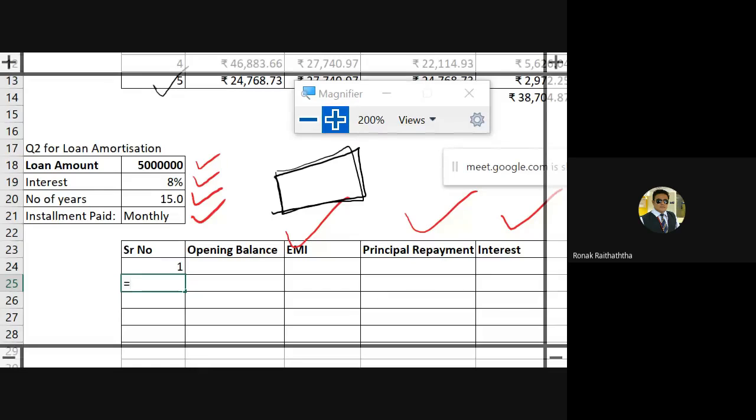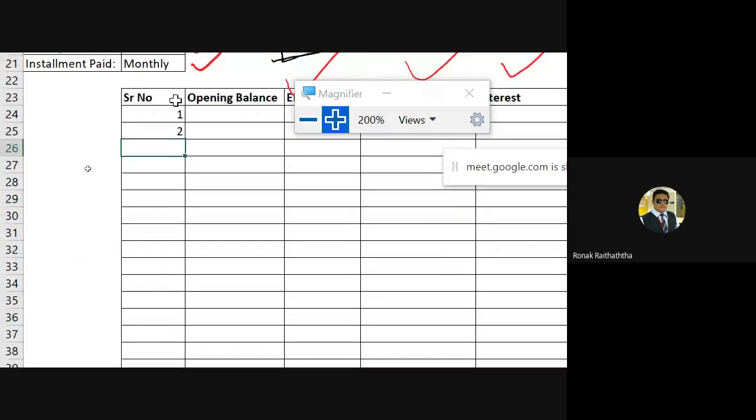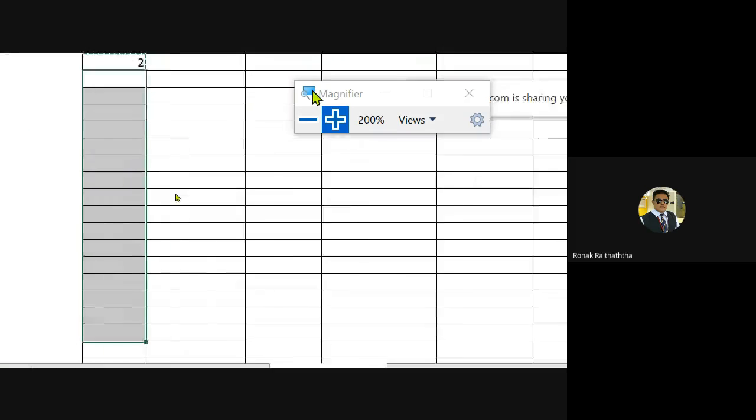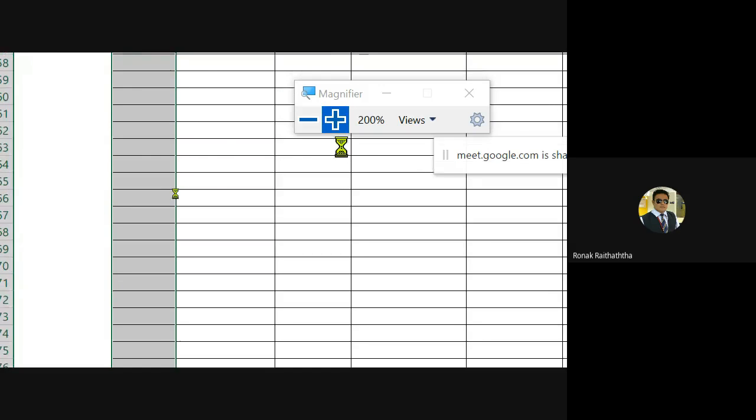So equal to the cell above plus 1. So equal to B24 plus 1. Press enter. So you have 2 there, right? Now what you will do is, you will press Control C on that formula, that cell. Now you will select so many rows, and you will press enter.